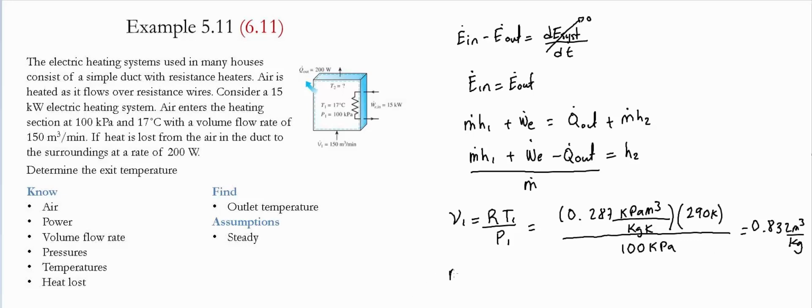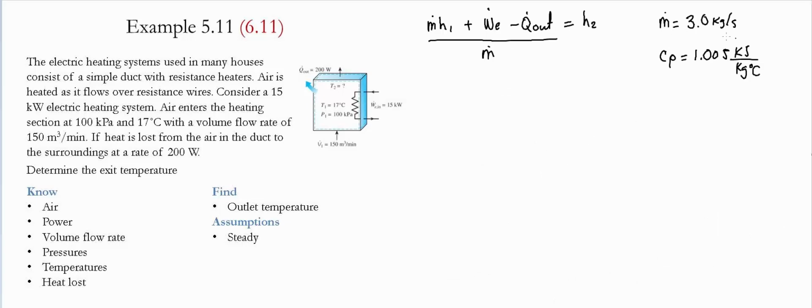Now, in order to find the mass flow rate, we're going to use the volume flow rate divided by the specific volume. So in this case, we have 150 meter cubed per minute divided by the specific volume that we obtained in the previous step. And then we need to convert 1 minute into 60 seconds. So units cancel out, meter cubed cancels, minutes and minutes, and we end up with kilograms per second. The solution of this gives us 3 kilograms per second.